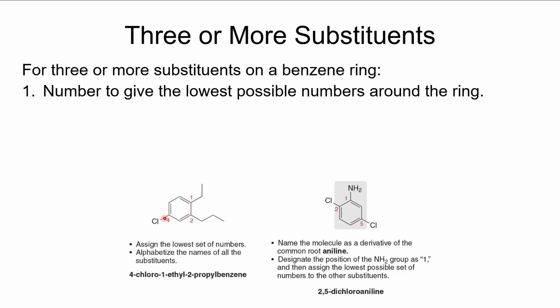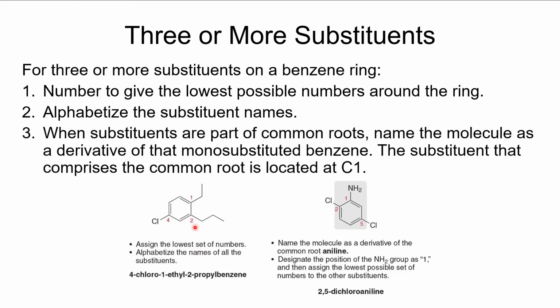And since we have one that's opposite of this ethyl, we have this chloro, then we're going to number clockwise to give that one the lowest possible number. If we called this one 1 and that one 2, this would be 5. So we want to number it to give this also the lowest possible number. So in this case, we would number it that way, but then the naming is still going to be alphabetical. So we have an ethyl group, a chloro group, and a propyl group. Well, chloro comes first alphabetically, so it would be 4-chloro-1-ethyl-2-propylbenzene. So we alphabetize the substituent names.